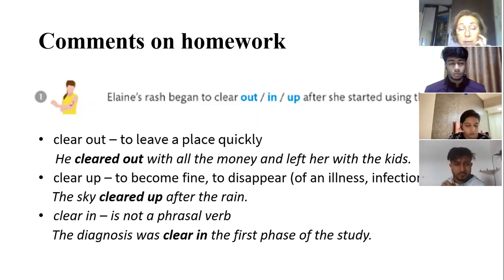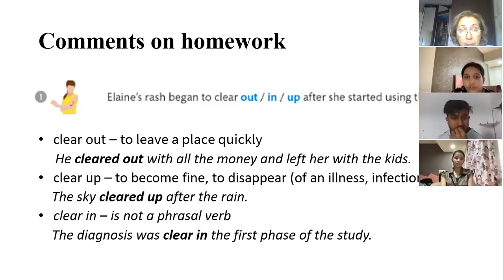Okay, what is the correct phrasal verb? Which phrasal verb should be used in this sentence? Which preposition? Clear up. Clear up. So we have the name of the illness, and so it began to clear up. Okay, can we use clear out? No, because it was not a very fast process. Yes, I guess so. Okay.